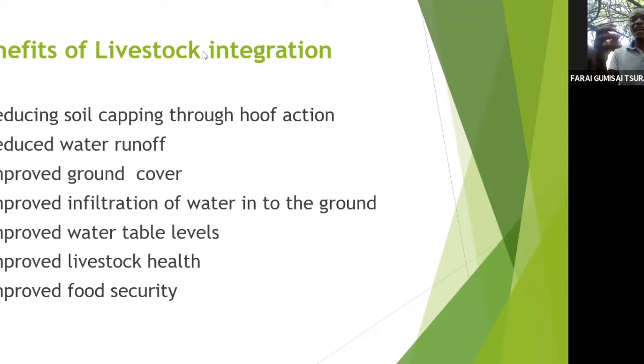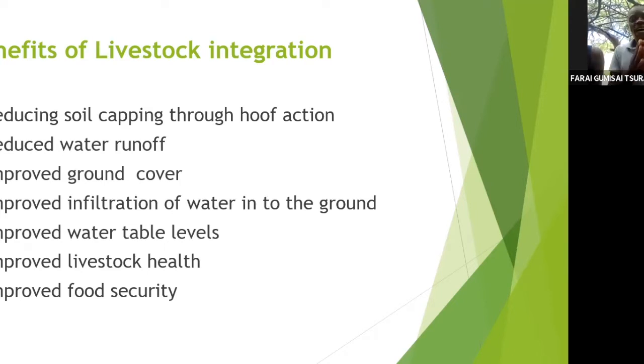Then after that infiltration of water, we'll see that the groundwater, the water tables, will rise. And you happen to see that the dried up rivers and streams will resurface again. Therefore, we are now restoring our degraded areas or our balance.